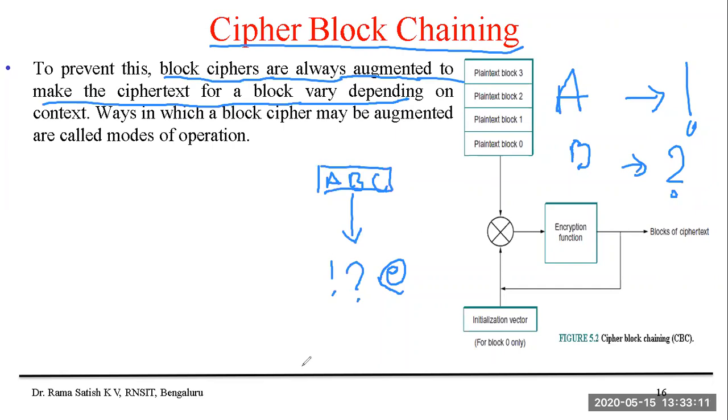So what they will do is, in one place A is represented as an exclamation mark, in another place A is represented as an equals sign, in some other place A is represented as a tilde symbol, or a slash symbol. So it is varying. The text in the block varies in different places. But how to decrypt it? Yes, for that also there is a technique. That is what is told in cipher block chaining.